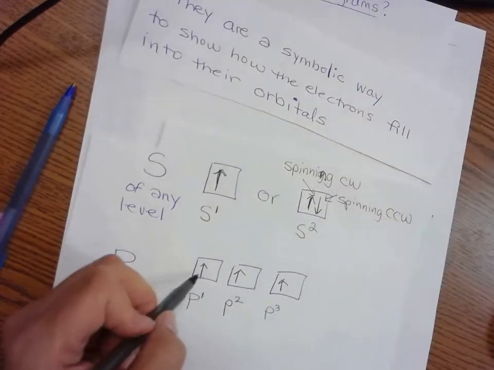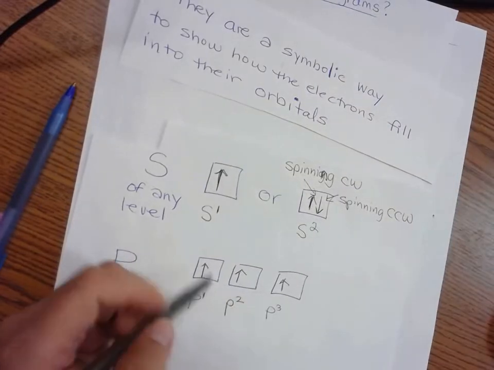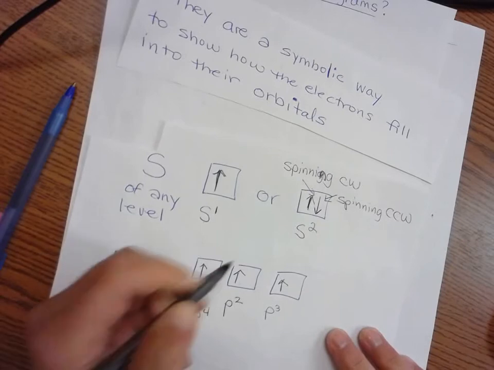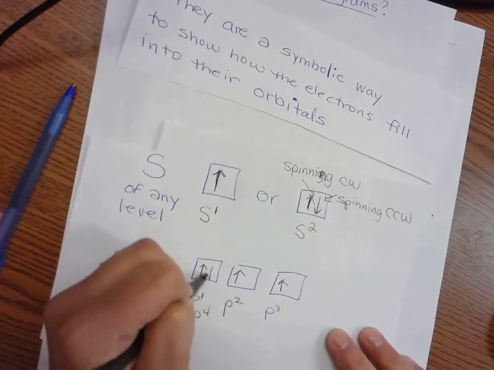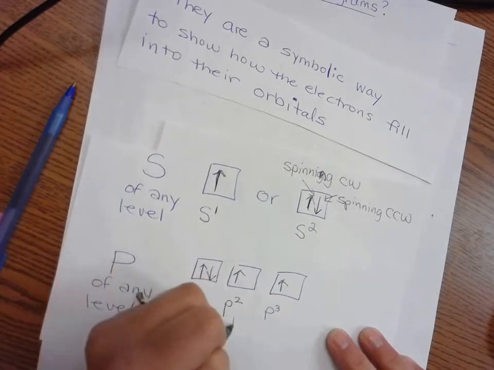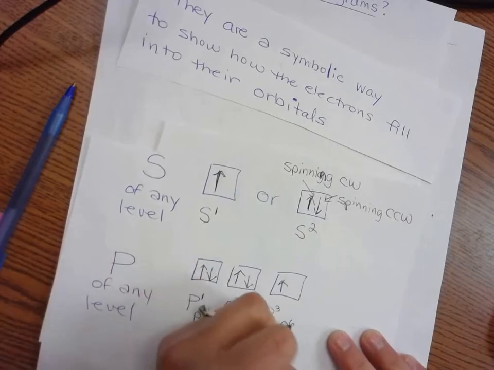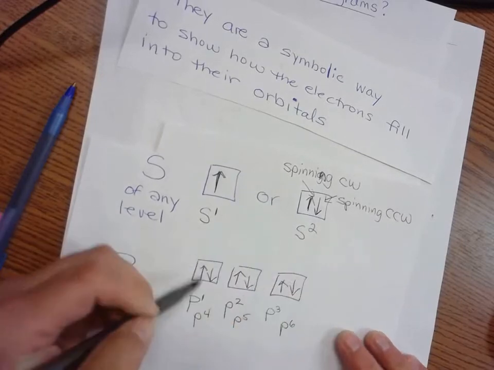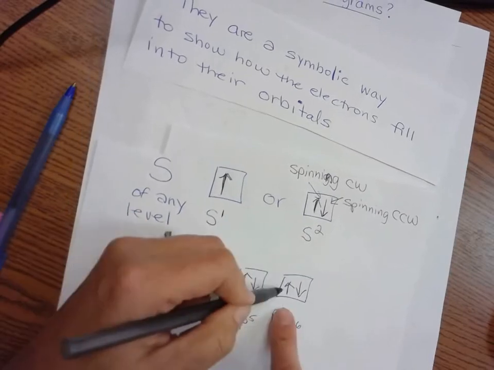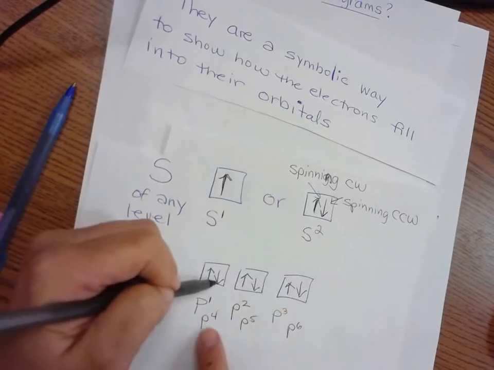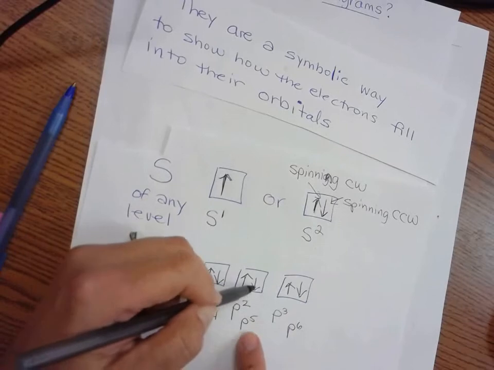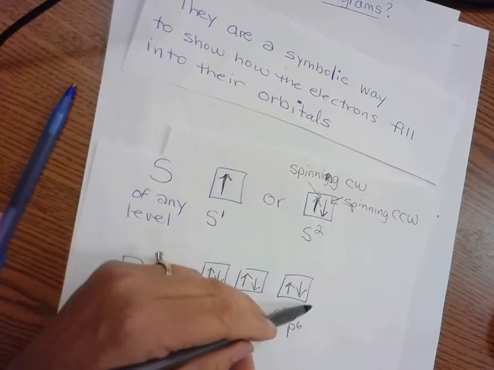Okay, and as you keep going, once you get to p4, you're going to put the arrow going down, and then p5 you're going to put this arrow going down, and then p6 you're going to put this arrow going down. So you're going to do the up, up, up first, and then the second half you're going to do p4, p5, p6 all going down.